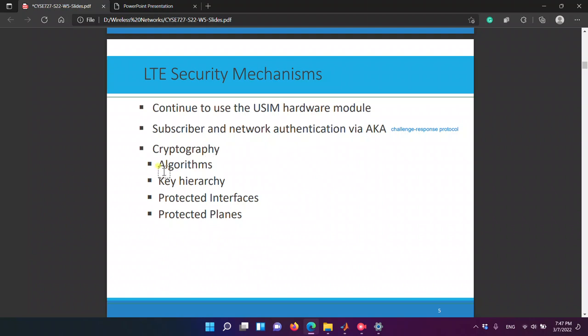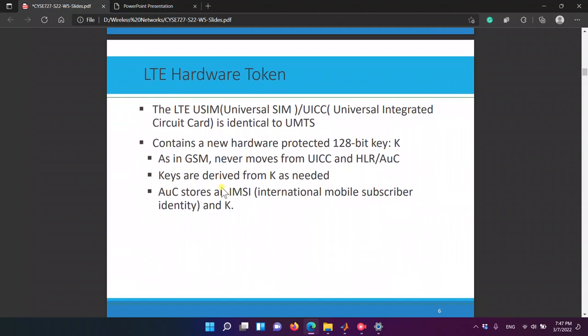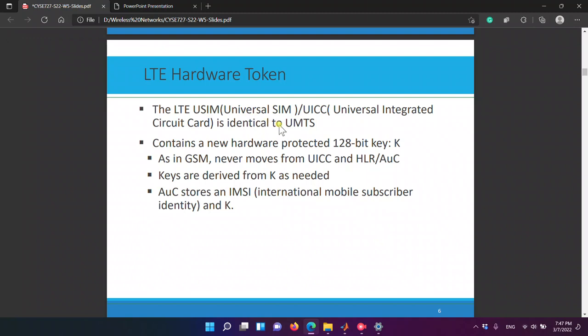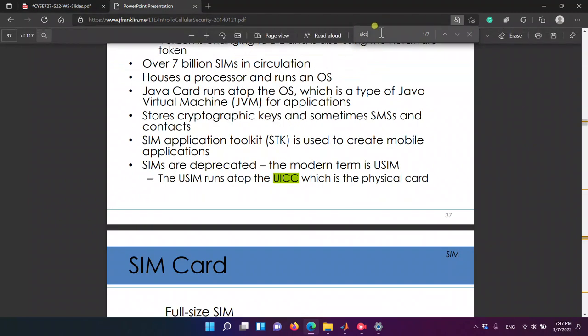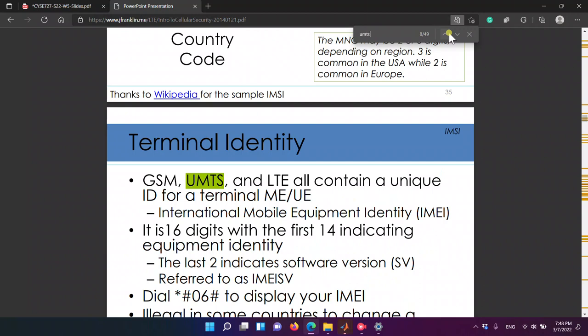For clarity, the cryptography has algorithms, key hierarchy, well protected interfaces, well protected planes. So the LTE hardware token is the LTE universal SIM. This stands for universal integrated circuit card, and is identical to the UMTS. We'll see what UMTS is.